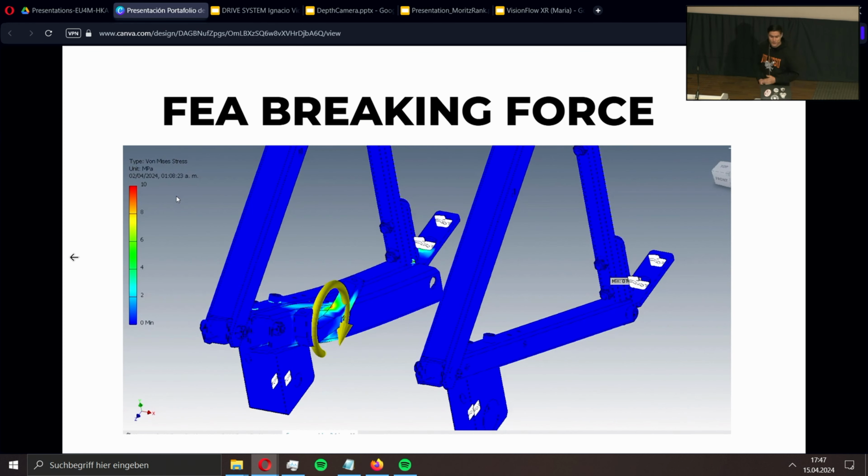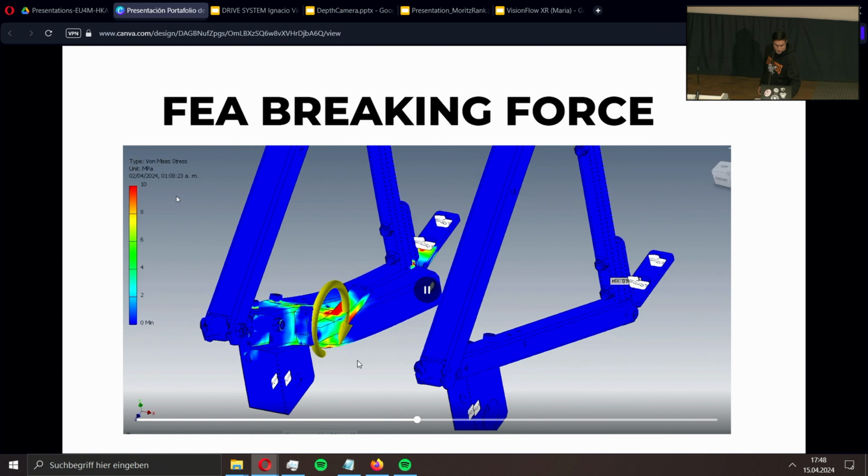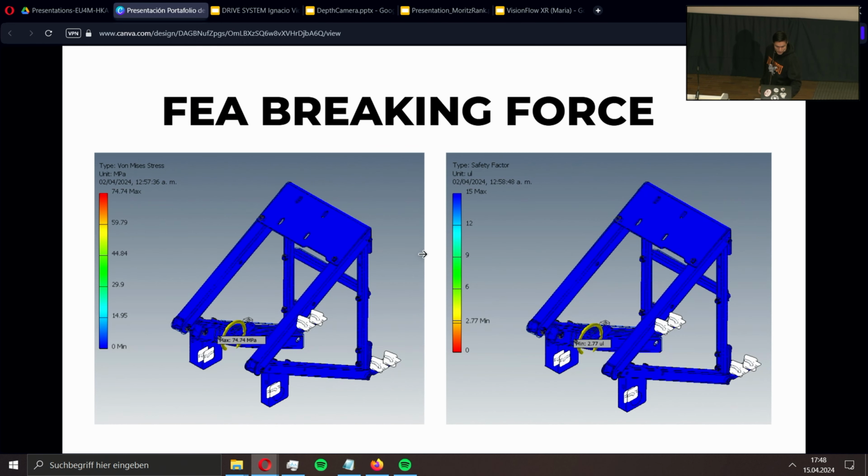Also, we did finite element analysis. For the ones not familiar with it, finite element analysis is a computer analysis that you do in order to prove if the structure will hold, will bear the stresses that you put into it. Like, for example, here we're testing the braking force, which is the highest force that the vehicle will bear. And we can see here more or less with this video the representation of how it should behave. And in the next slide, we have more details about the numbers.